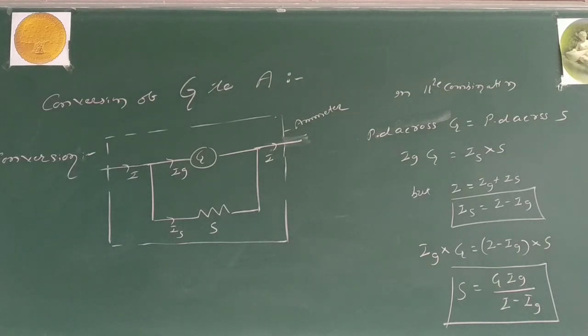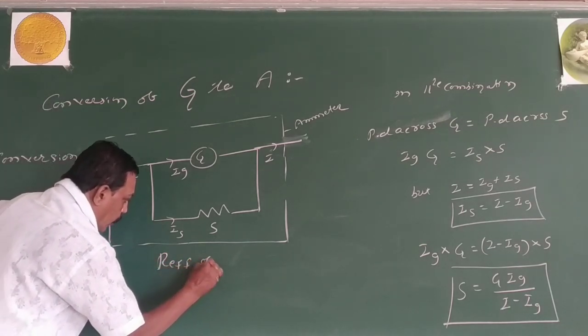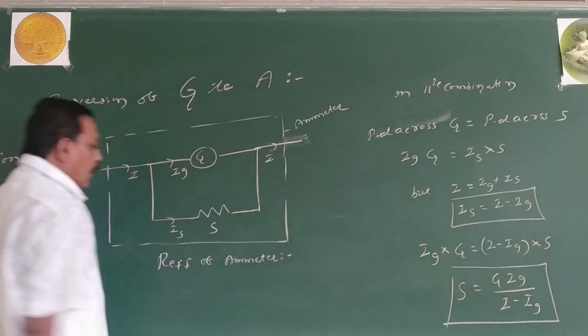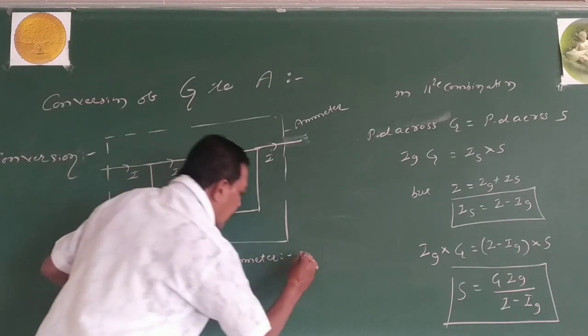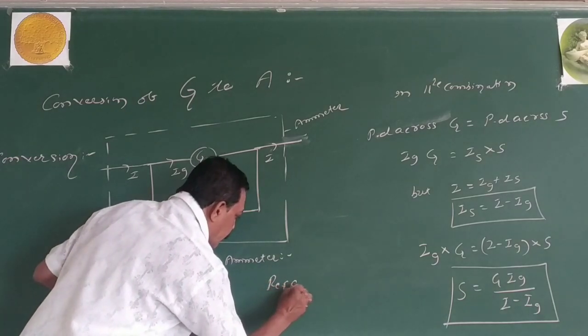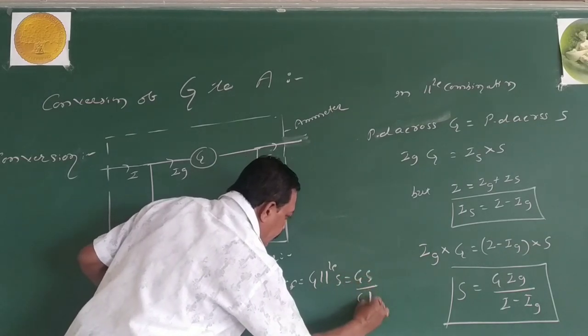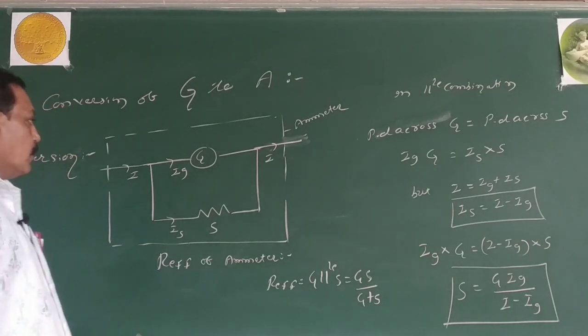Then what is the resistance of the device? Let me come across the resistance. R effective of the ammeter. Effective resistance of the ammeter. Now these two are in parallel. R effective equals G parallel to S, that is GS divided by G plus S. R1 parallel to R2 means R1 R2 divided by R1 plus R2.